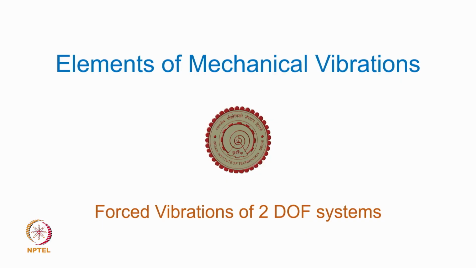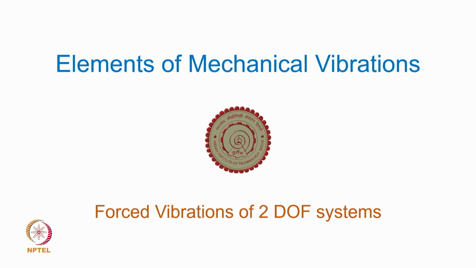Hello and welcome to this lecture of the course Elements of Mechanical Vibrations. In the past lecture we have discussed how a typical vibratory system can be modeled as a 2 degree of freedom system where possible, and we have formulated the governing equations of motion, found out the natural frequencies and got introduced to the mode shape concept.